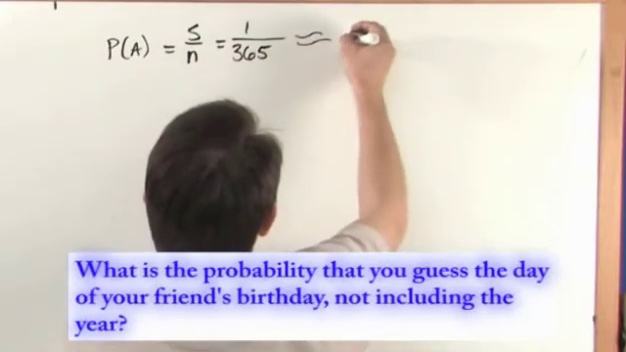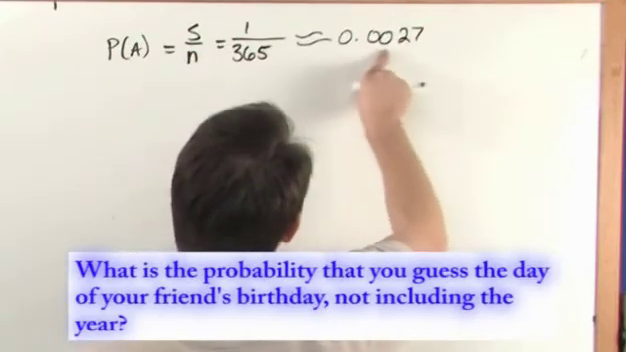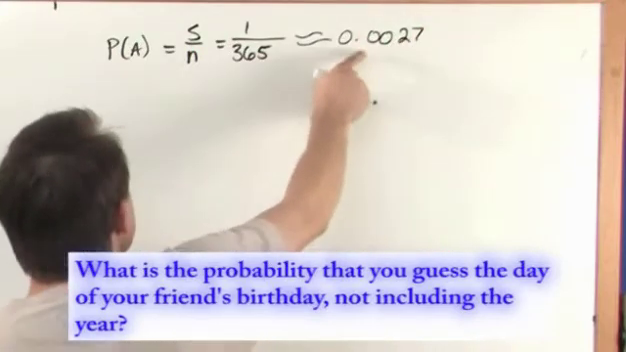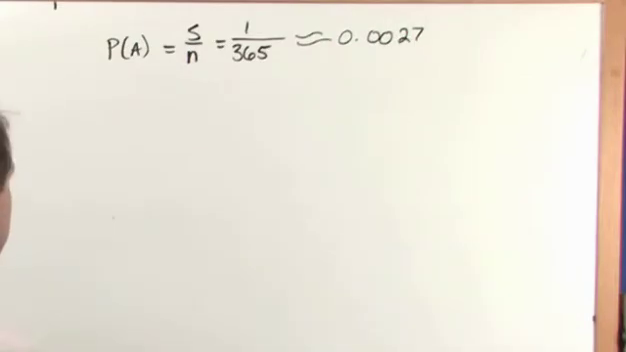And if I wanted to convert that to decimal, it would be 0.0027. And you can see it's a very small number, very close to 0. So the odds are very, very low that you'll guess someone's birthday just by guessing. Okay? And as a follow-up, what is the probability that when you do this, you're actually wrong?